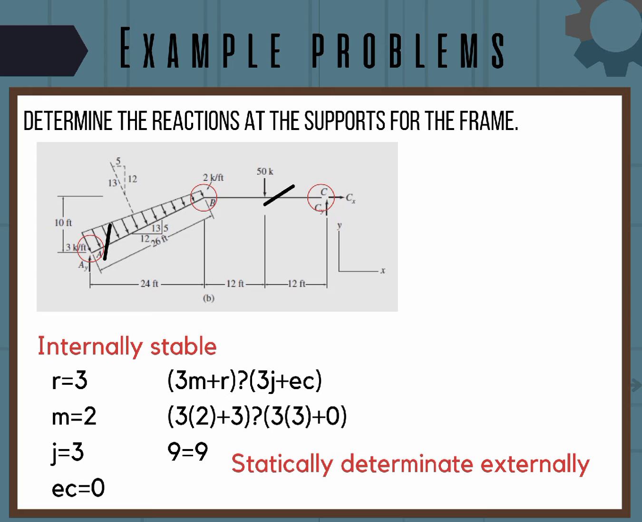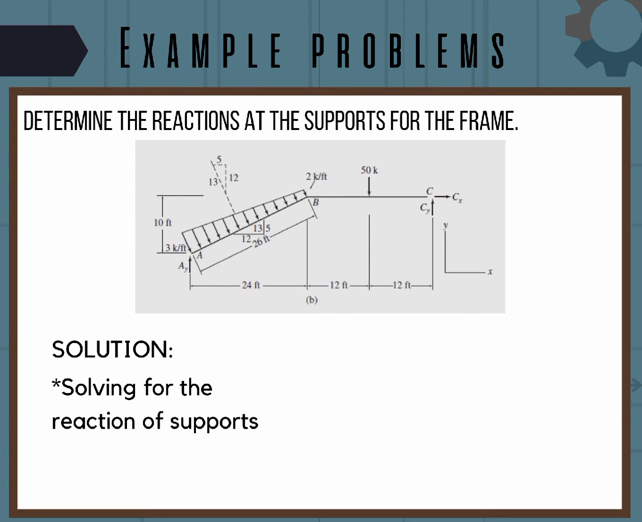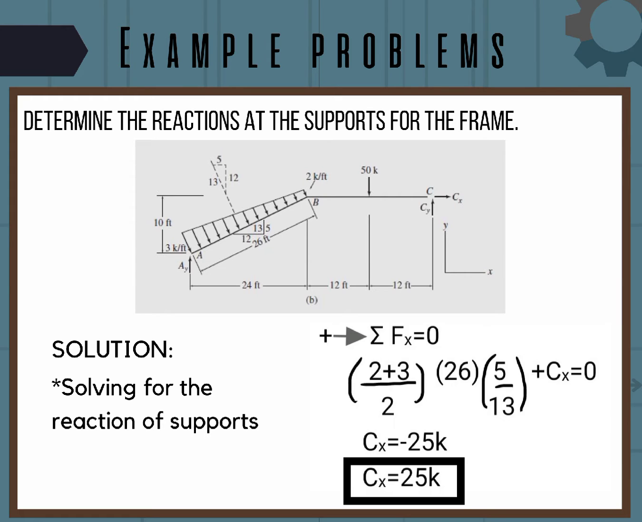Since we determined the determinacy of the frame, we must proceed to solving for the reactions of supports, wherein the summation of horizontal forces is equal to 0. 2 plus 3 over 2 times 26 times 5 over 13 plus Cx equals 0. Cx equals negative 25 kips. Cx equals 25 kips.